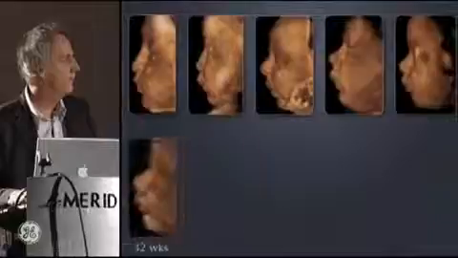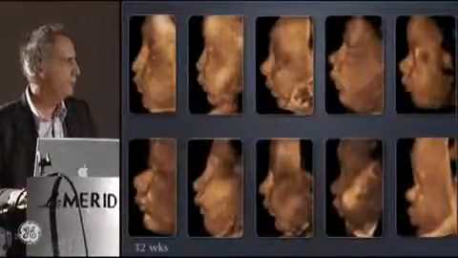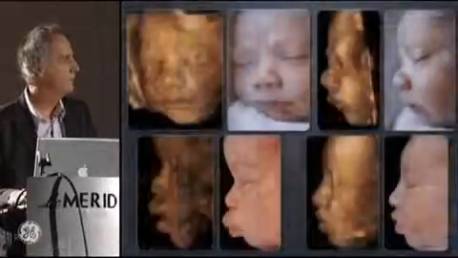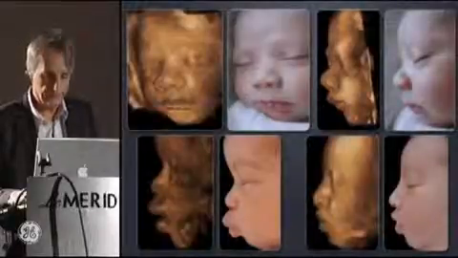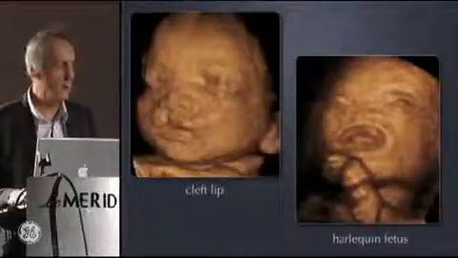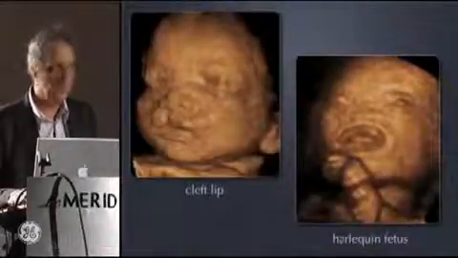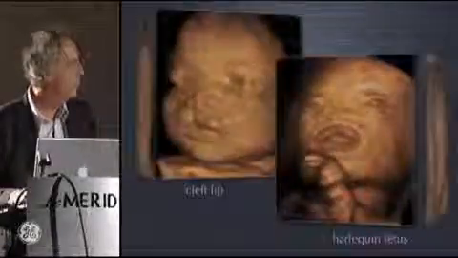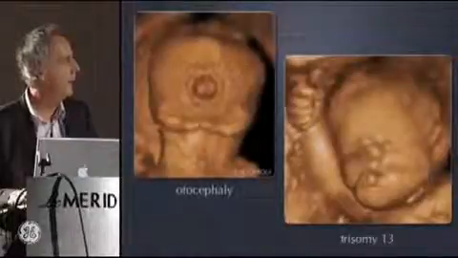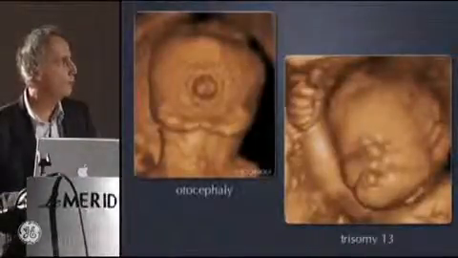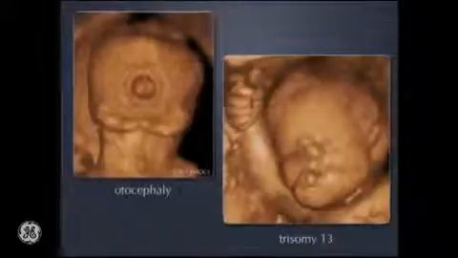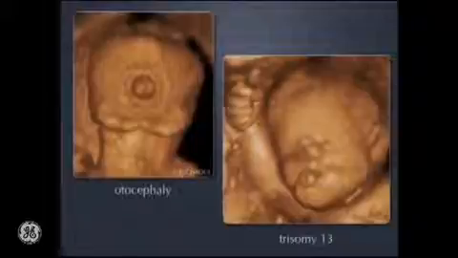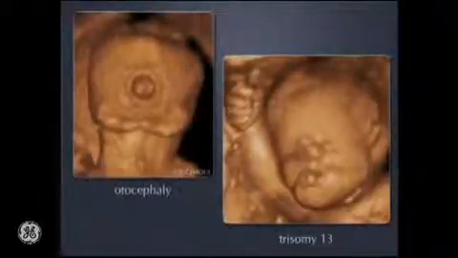Another series. And you can compare with baby at birth. So this is a help in case of fetal malformation. In case of cleft lip, harlequin fetus. This one was acrocephaly and a trisomy 13. And on the trisomy 13, look at this, you can see the proboscis here and the strange face, but look also at the hand, you have hexadactyly.